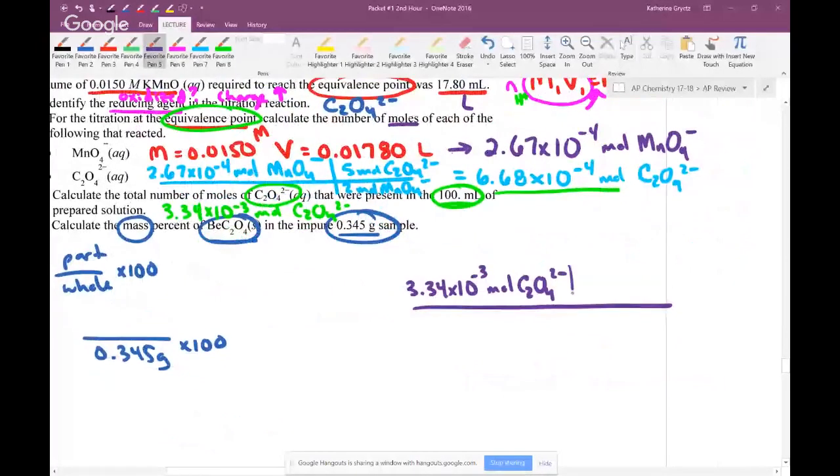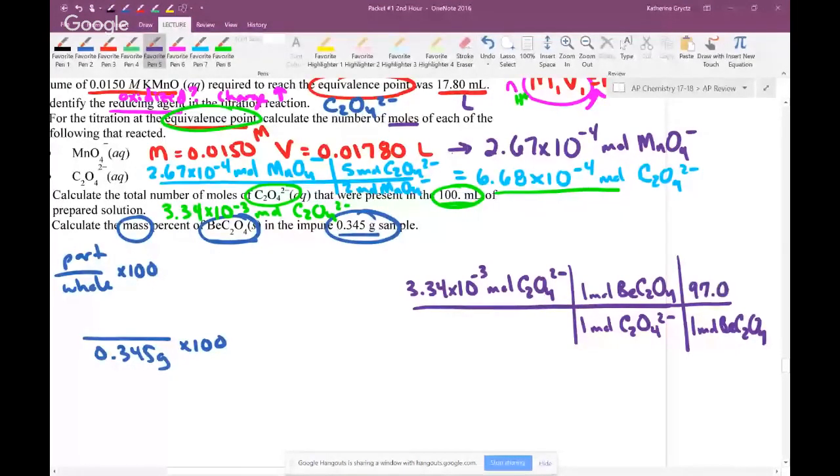And then you don't have to show this if you understand it, but for every 1 mole of C2O4 2 negative, there's 1 mole of BeC2O4, because you get exactly one of these C2O4s out of one BeC2O4. And then you have to do 1 mole of BeC2O4, and then the molar mass of this, which I think you guys said was 97.03. And this gives you 0.324 grams of the BeC2O4, which is what you put here.